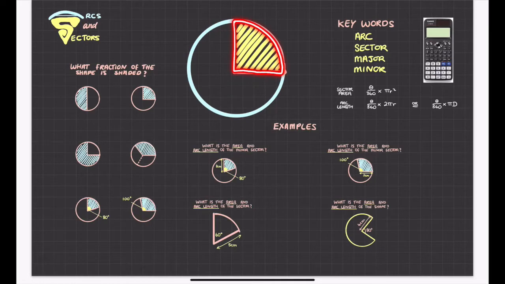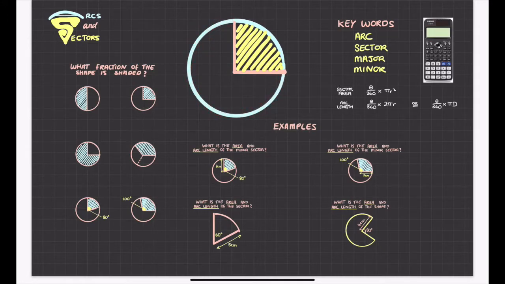It's like a slice of cake, but it's got to have two radii in it, so it's got to go to the center of your circle and it's got to be enclosed by an arc. Okay, and if you had a shape like this and you weren't exactly sure which one you were asked for, so did they want this arc here or did they want this arc here, the smaller one would be called the minor arc and the bigger one would be called the major arc.